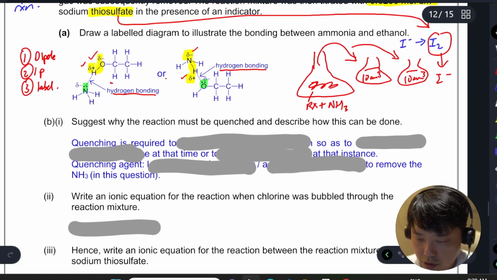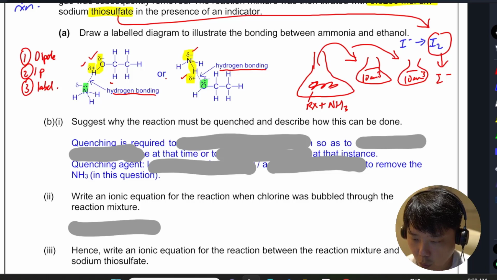Let's look at B. Suggest why the reaction must be quenched. I think this is a fairly common question, and sometimes they will ask you, how can you quench the reaction? Okay, generally speaking, most reactions you can quench by adding a large amount of cold water that will reduce the kinetics drastically. Or you can add in something that neutralizes or reacts away the catalyst.